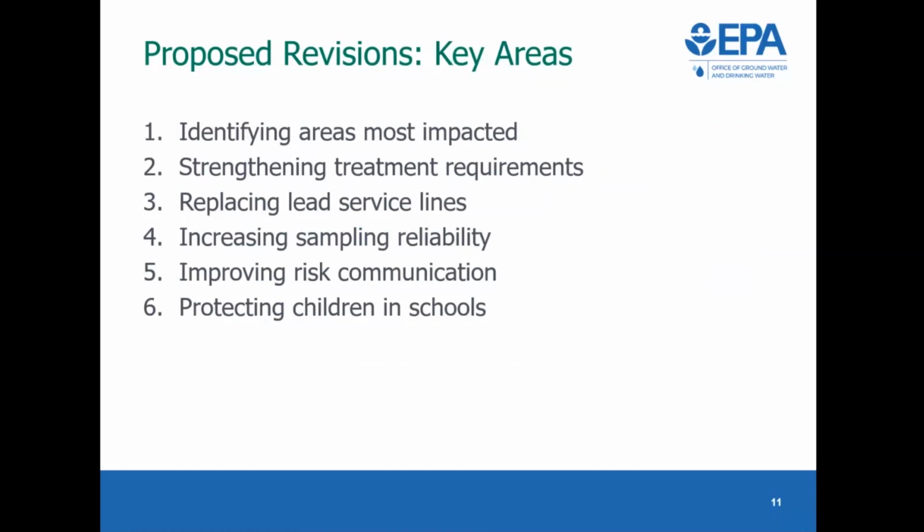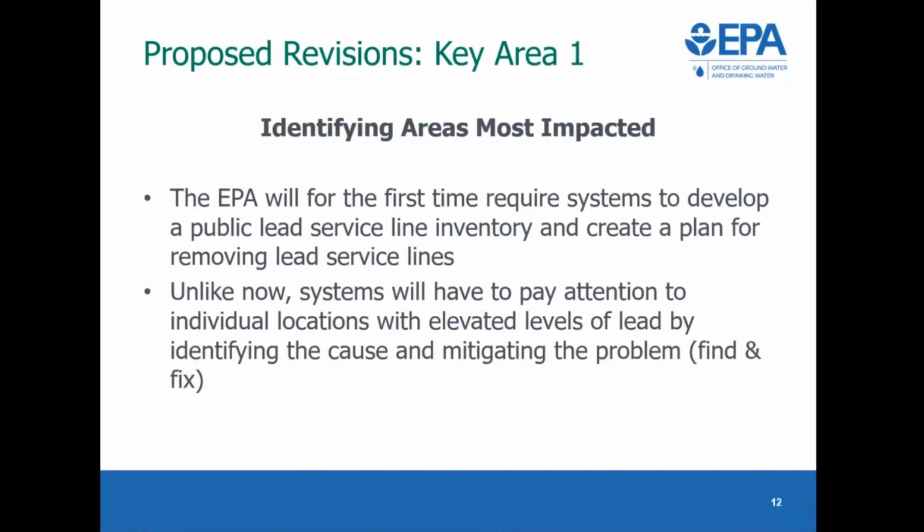I'm going to mention a few highlights from each of these topic areas. First, let's talk about identifying the most impacted areas. The revisions would require systems to develop public lead service line inventories. Once those inventories are developed, they must create a plan for removing those lead service lines. Also, these new requirements will force systems to pay attention to individual locations within their service area where tap samples are elevated above the action level. Systems will be required to attempt to identify the cause of the elevated tap sample, and if it's within their ability to mitigate the issues, like water quality issues, that might be causing the elevated tap sample value. We refer to this in the rule as our find and fix provisions.